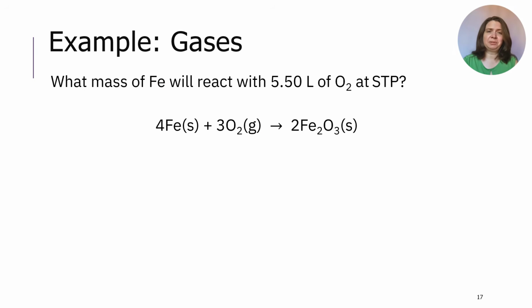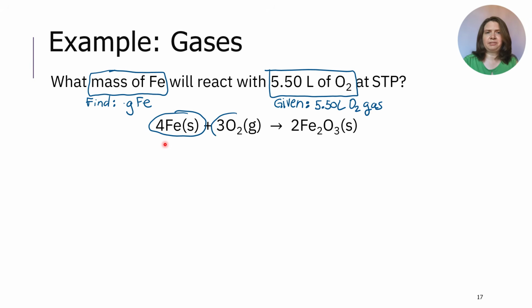Our next example will use a gas at STP. What mass of iron, Fe, will react with 5.5 liters of O2 at STP? The balanced chemical equation is 4Fe plus 3O2 becomes 2Fe2O3. We are asked to find grams of iron, and we are given liters of oxygen gas. We do not need any information about the product Fe2O3, so we can ignore it.